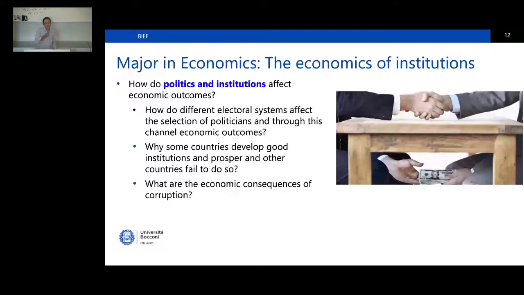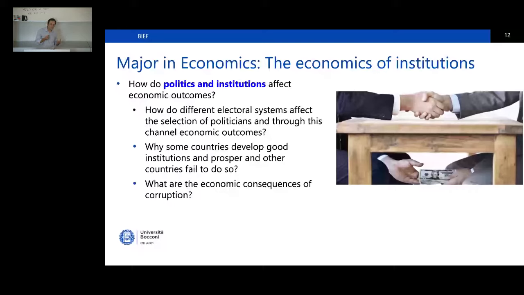In order to motivate this, we tend to have this idea that for an economy to prosper, we need good political institutions. We need, for example, democracy. We need to have freedom of speech. We need broadly defined institutions that work well. Institutions can be, for example, the judicial system. So we tend to associate good institutions with good economic outcomes.